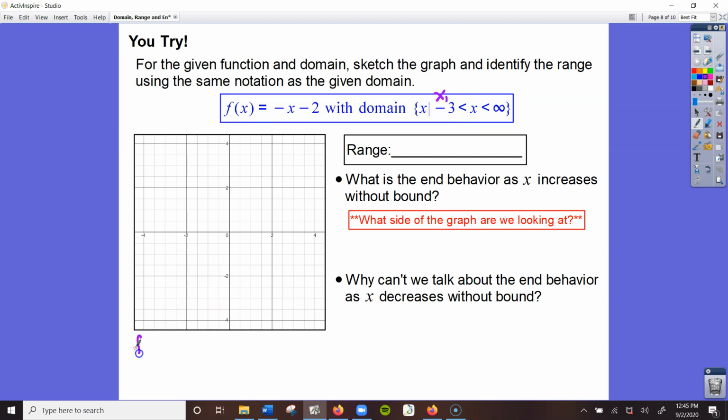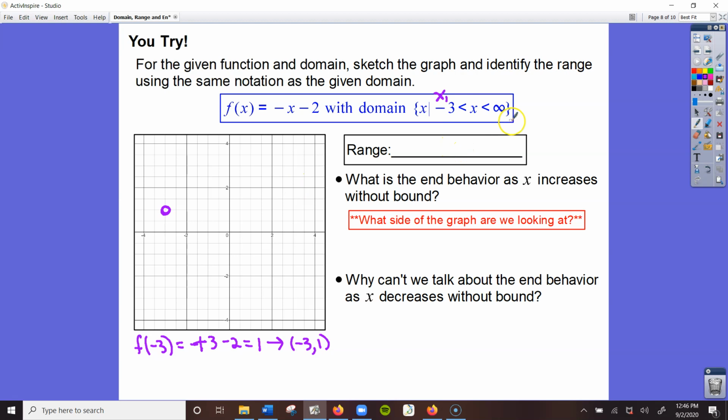So I'm going to go ahead and plug it into my equation. So I'm going to find what is f of -3. -(-3), because we have this negative here, this becomes a +3, minus 2. This gives me the y value of 1. So the coordinate that I'm going to plot is -3, 1. Now notice that -3 is not included because it doesn't have that bar underneath. So I'm going to go ahead and put an open circle.